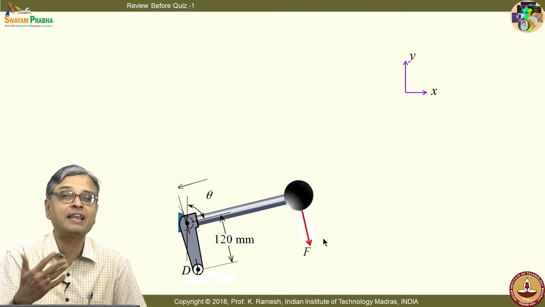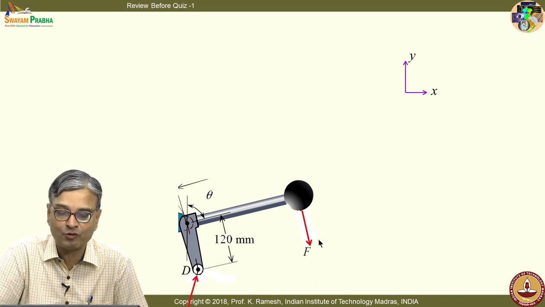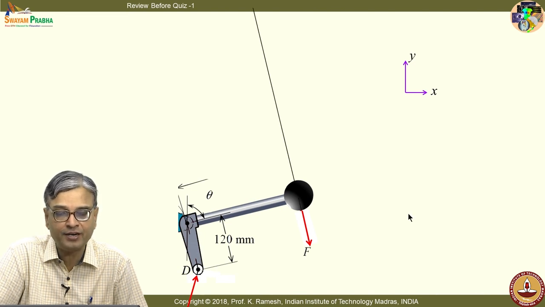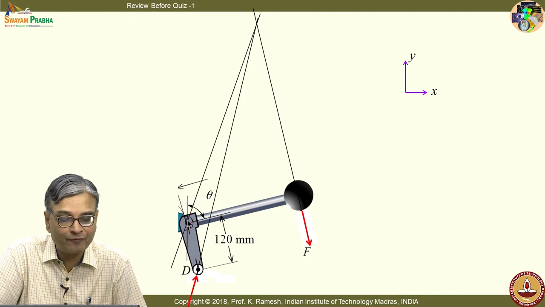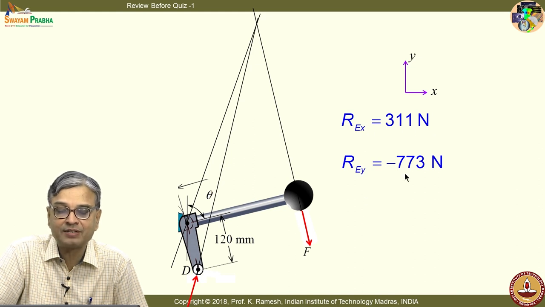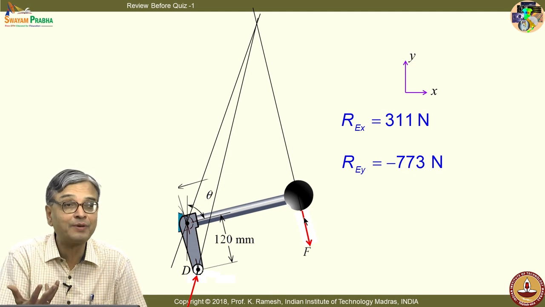See, many mechanical appliances you can see as assemblies of two force and three force members. I have a force acting on this, which is what the operator is pulling down. Then you have the interaction at D. You can easily say what should be the interaction at C. I have these forces meeting at a point, and it automatically says the force acting at E has to follow this line of action. So, this also gives you the force REX equal to 311 newtons and REY equal to minus 773 newtons. This is just to appreciate that a seemingly practical problem can be thought of as an assembly of two force and three force members.